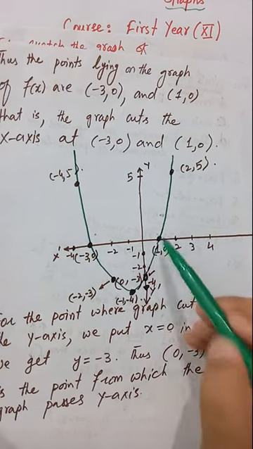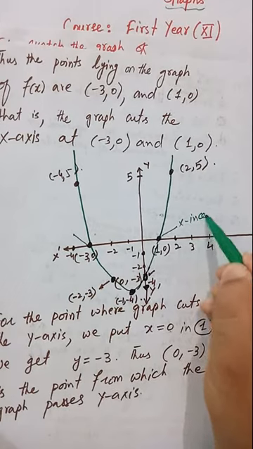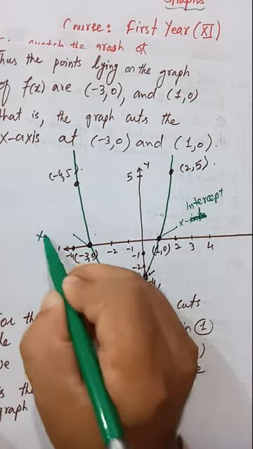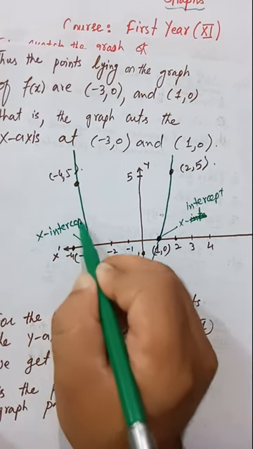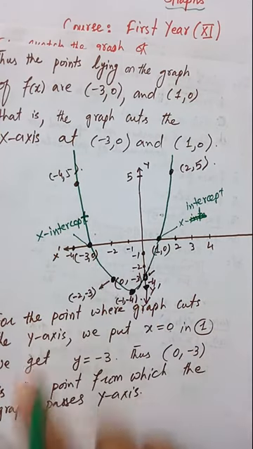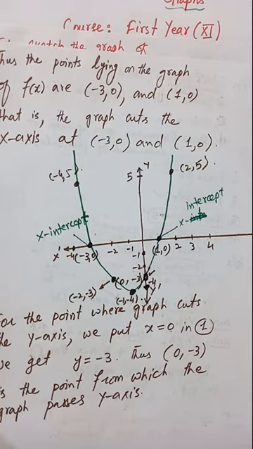Now what we can find, first of all, are the x-intercepts. So how can you find the x-intercepts? You will put the given function equal to 0. X-intercepts are the points for which the value of y equals 0. So when I put f(x) equal to 0, it means that I am putting y equal to 0.